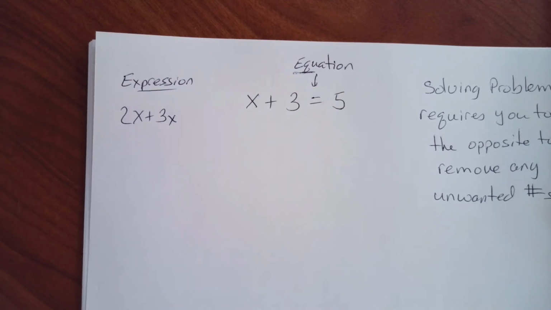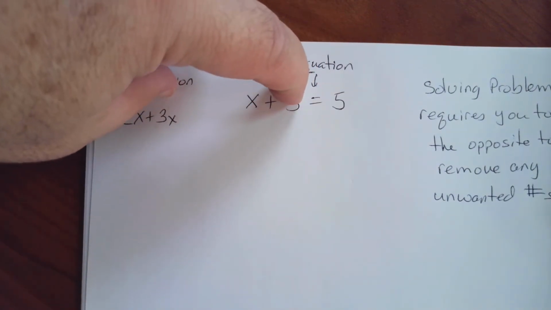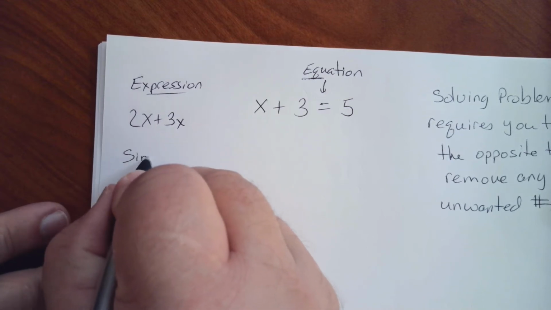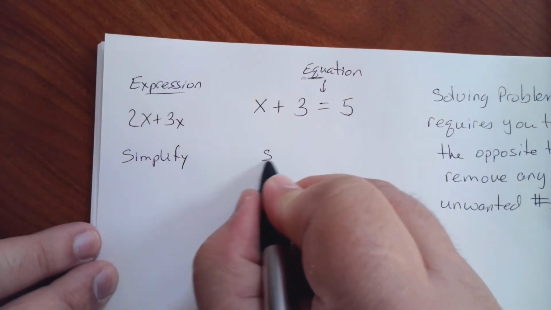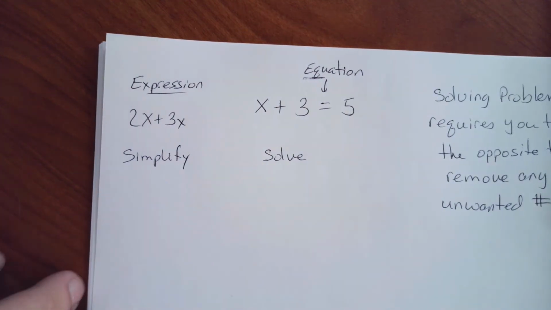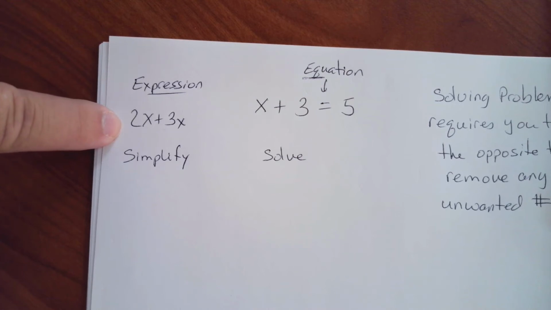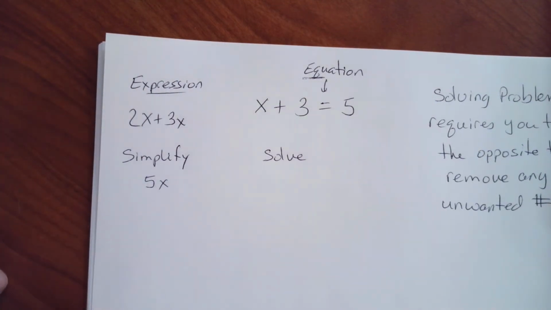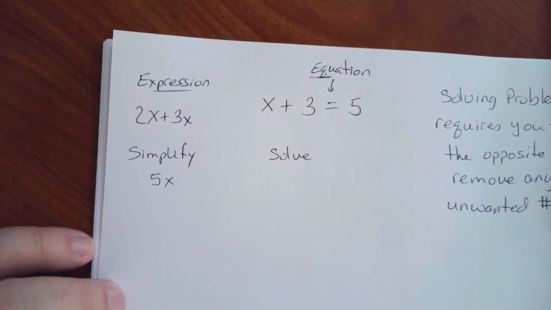The easiest way of thinking about this, there's one word that would differentiate these two on a problem. This one would simply say simplify. This one would say solve. Expressions can be simplified. 2x plus 3x is 5x. I simplified it. I didn't solve for anything. A solution requires an equal sign.